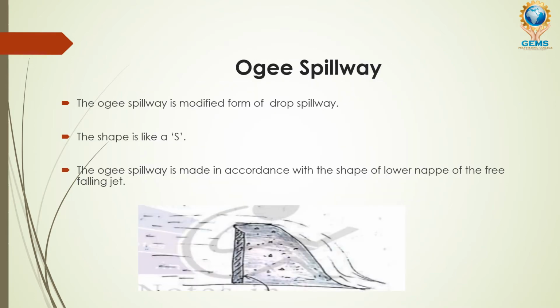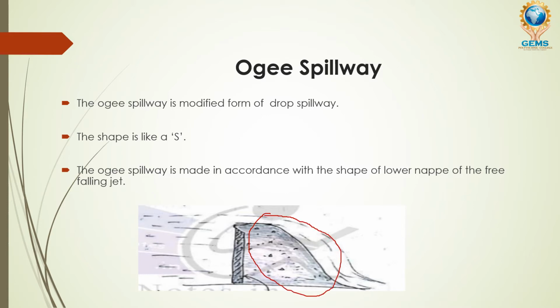This is one of the interesting spillways which is present in most of the dams. This is an ogee spillway. Ogee spillway is a modified form of drop spillway. If you see a drop spillway, there will be a nose-like structure on the crust portion. But in an ogee spillway, that nose type of structure will not be there. It will be converted into an S-like shape. In the diagram you can see the S-like shape.